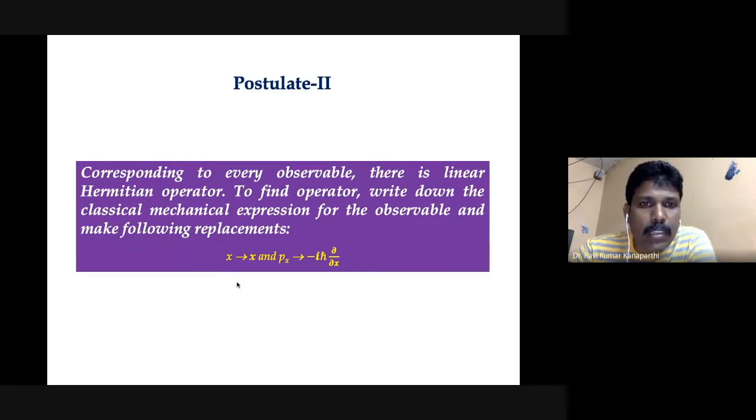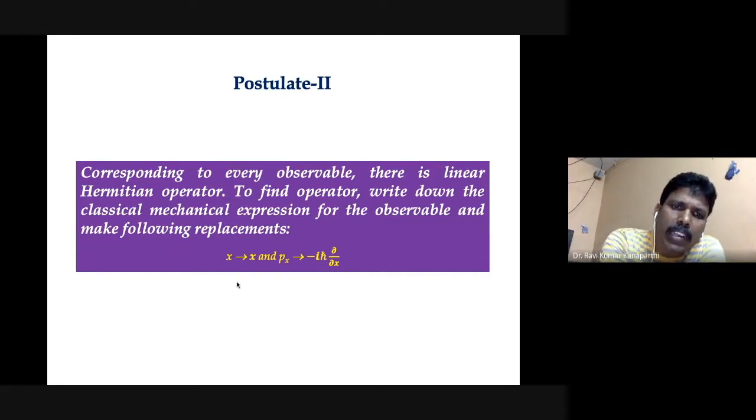If you look at the entire second postulate statement, there are two parts. The first part we will try to learn and understand fully, and then we will go to the second part. So we can divide the complete statement into two parts. One is: corresponding to every observable, there is a linear Hermitian operator. This one sentence we try to understand first, and then we'll go to the second half of the postulate.